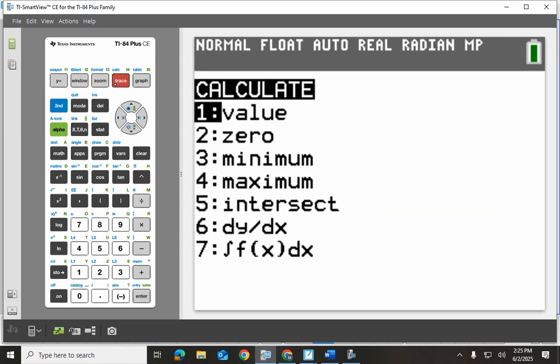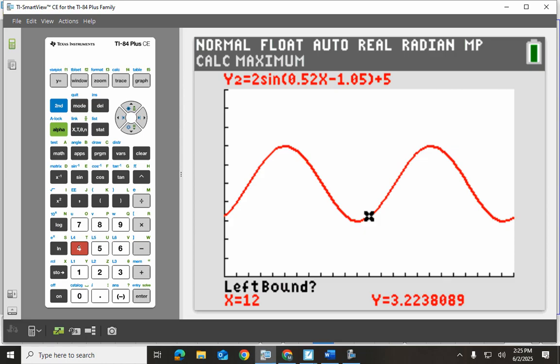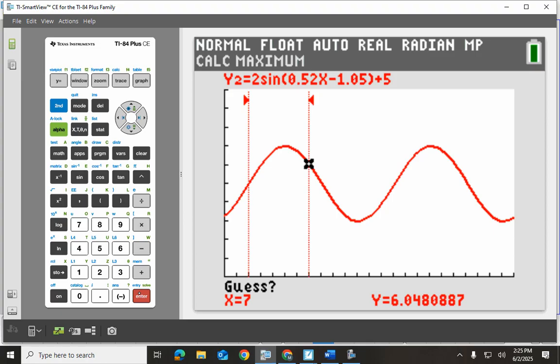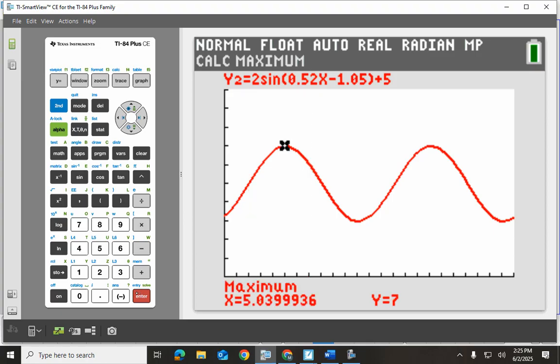So if we find our maximums first, so again, this is what I'm looking for. You could scroll to the left, scroll to the right, or you could put a number in on the left and a number in on the right. Remember, you can only do one at a time. You have to do each one separately. So I'm going to go with 2 and 7. That works. Hit enter to get past guess. So at 5.0 hours, we get a maximum height of 7 meters.